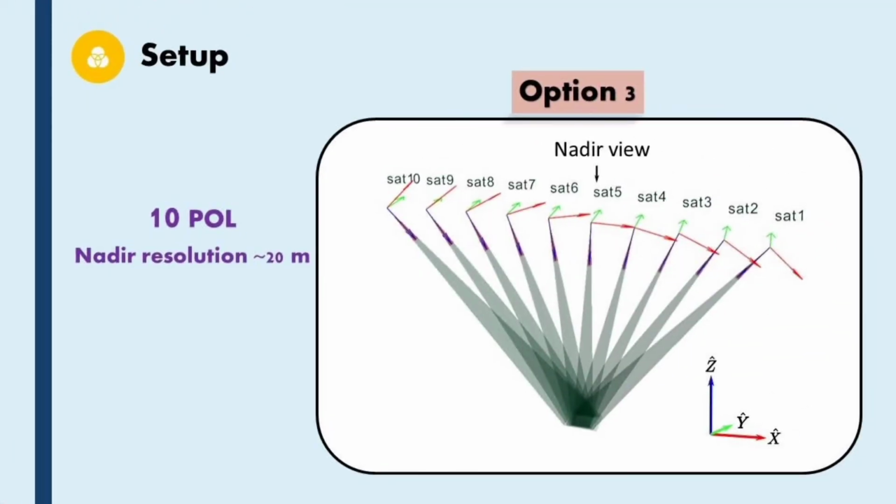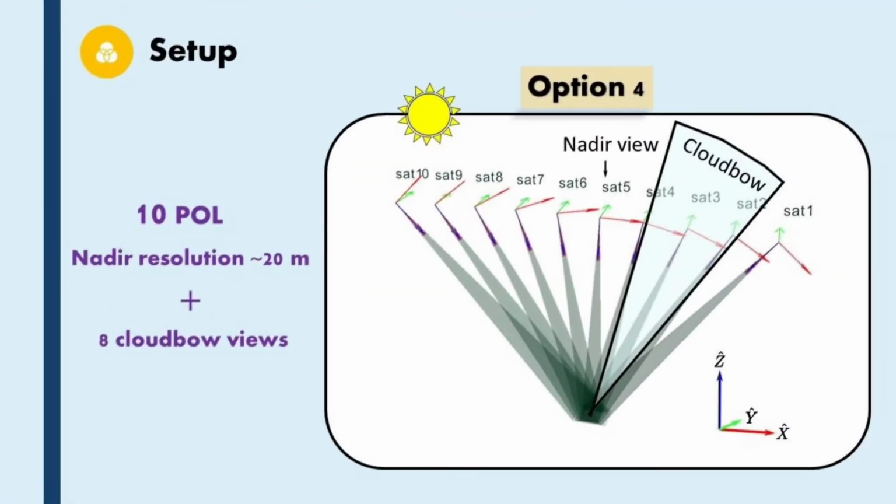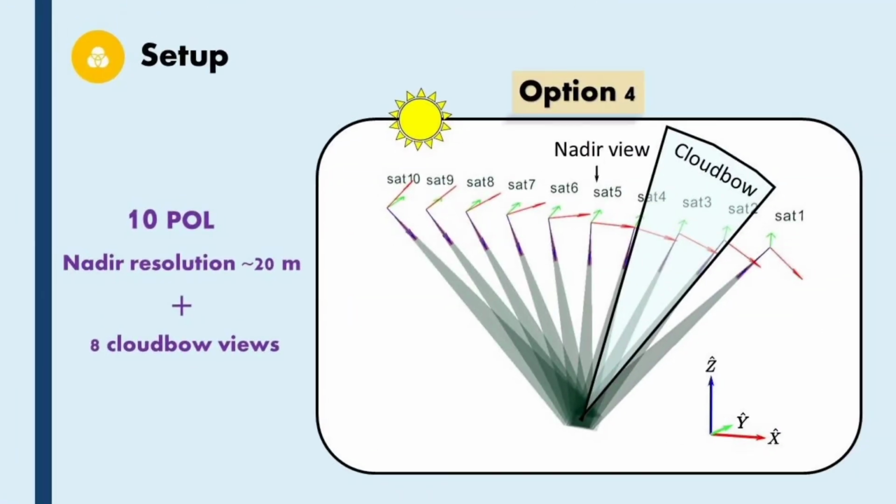Option 3: 10 views with polarized cameras in the visible spectrum at 20 meter nadir resolution. And option 4: 10 views with visible polarized cameras, but through orbital motion, one satellite will sample 8 additional views in the cloud bow angular range in up to 30 seconds.